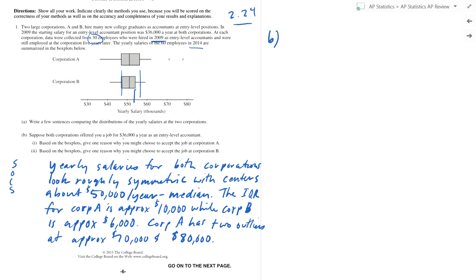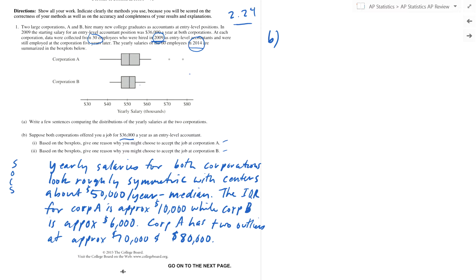Both are offered a starting job at 36,000 as an entry-level accountant. Give a reason why you might choose A, give a reason why you might choose B. Now the main thing to note here is that both of these are their salaries after 5 years, because they started in 09 and this is in 2014. So why would you choose corporation A, or why would you choose corporation B, if this is your salary after 5 years?